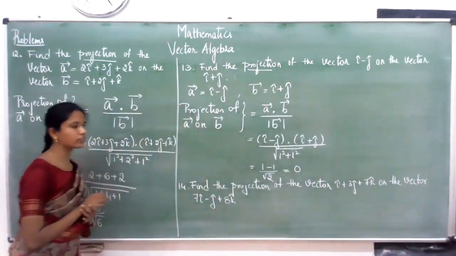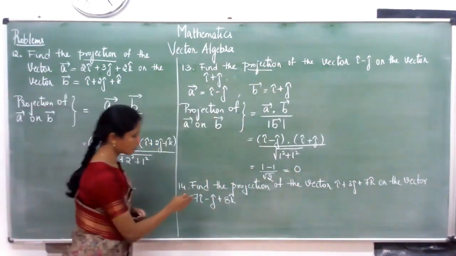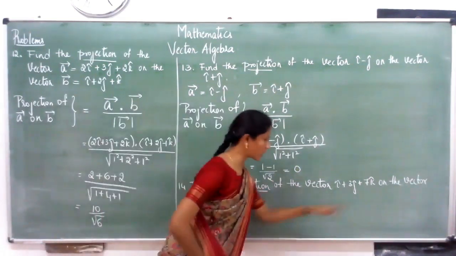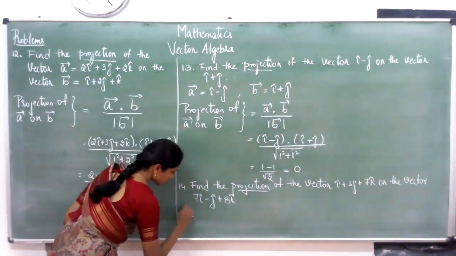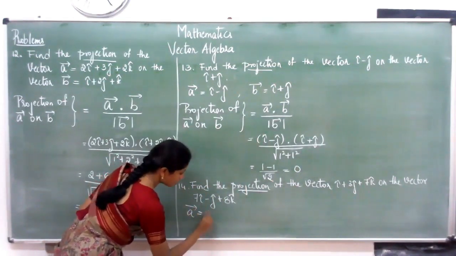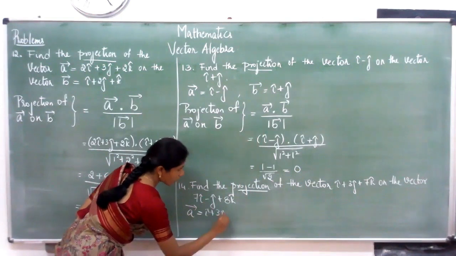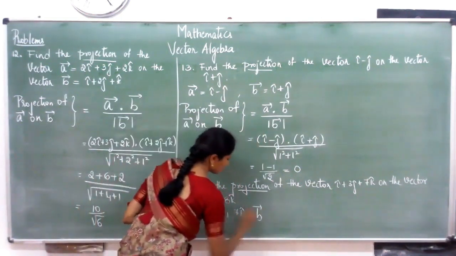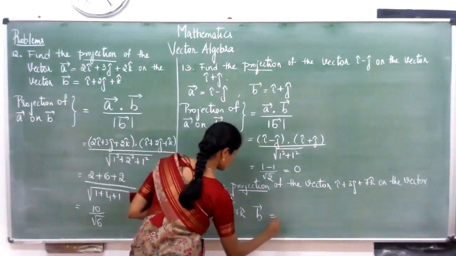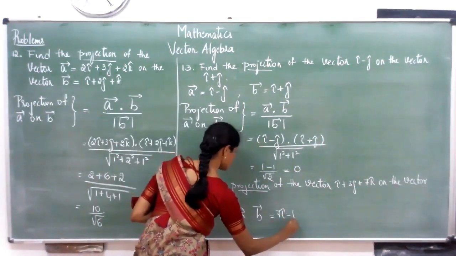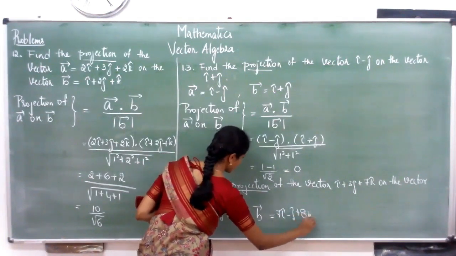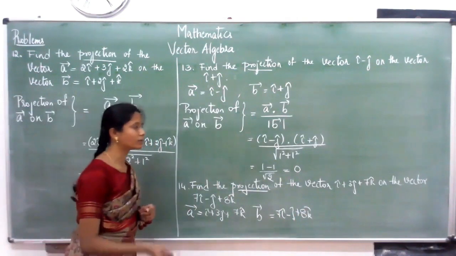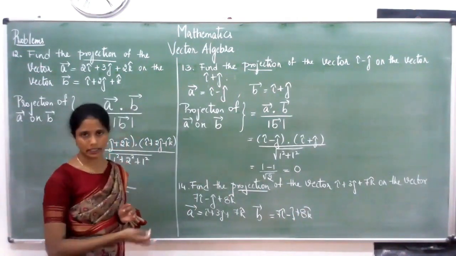Next you have a similar problem. Again we need to find the projection of this vector. Let us call the first vector as vector A, which is equal to i cap plus 3j cap plus 7k cap, and the second vector as vector B, which is equal to 7i cap minus j cap plus 8k cap. Here again you need to find the projection of vector A on vector B.